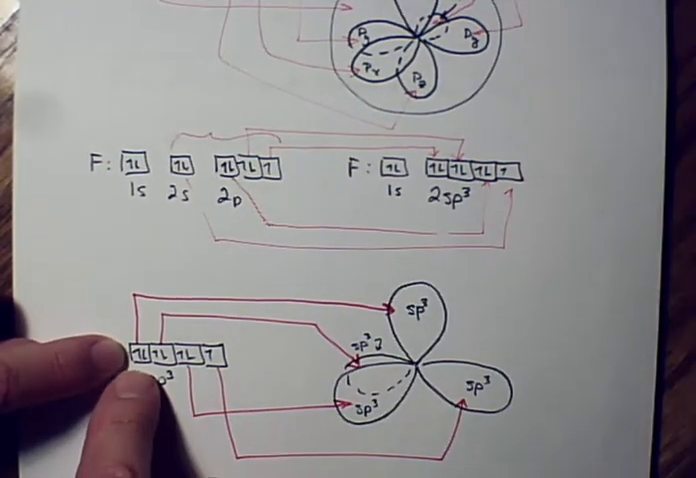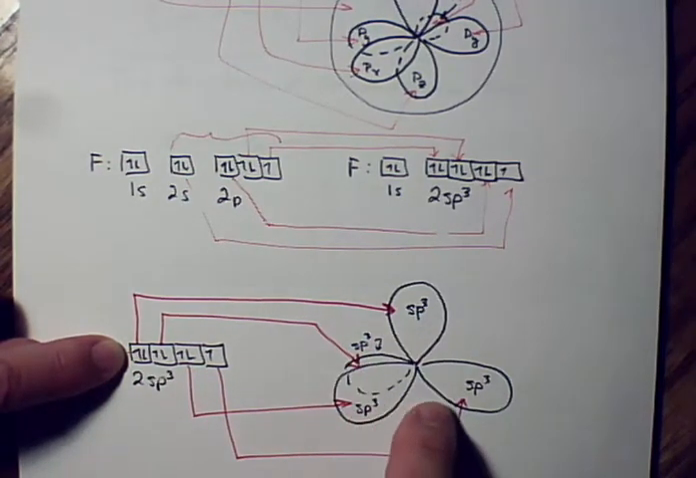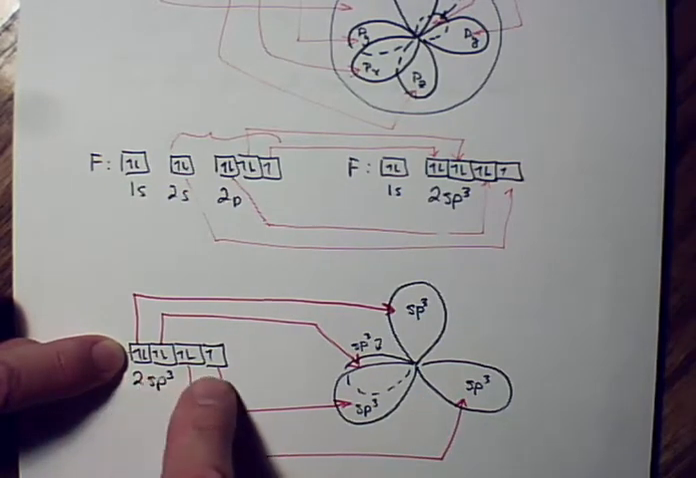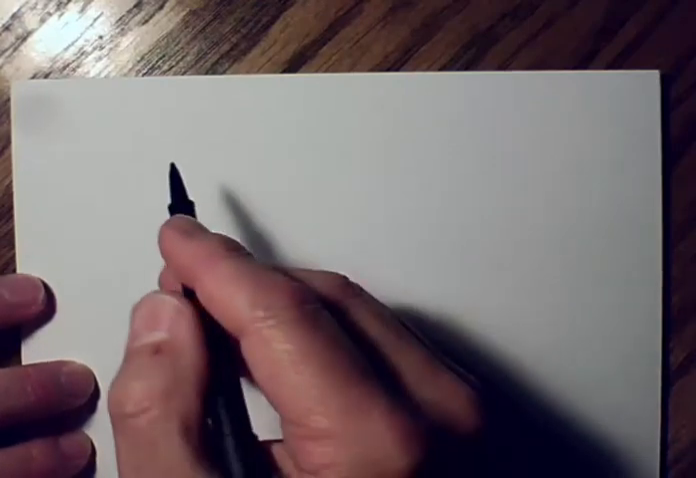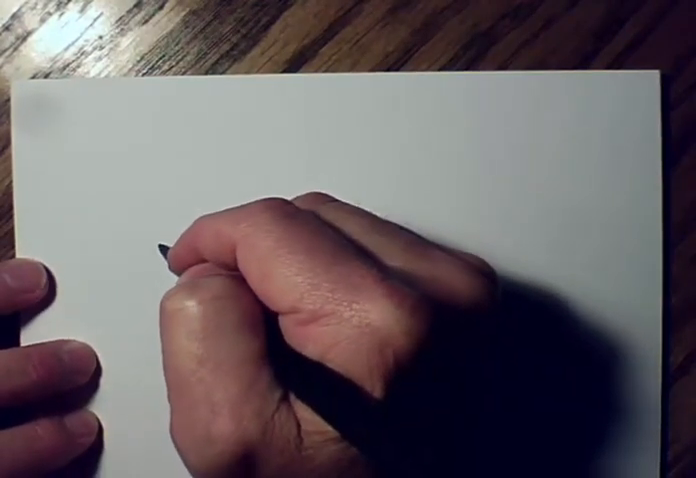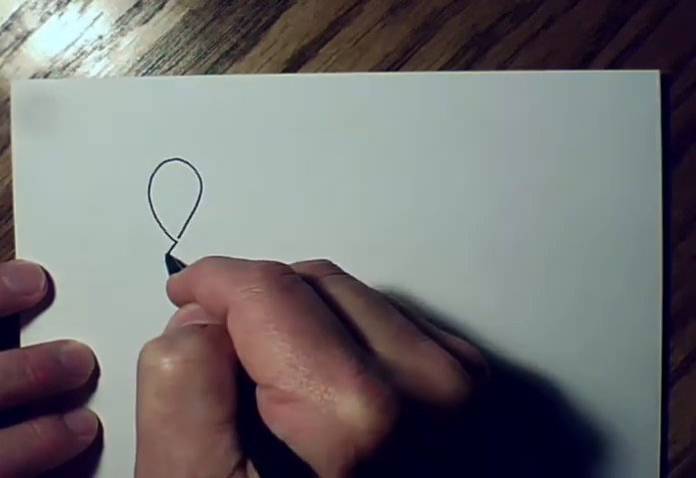As long as you have one arrow from each of these 4 boxes going to a separate balloon over here, it really doesn't matter, because they're all just sp3 hybrid orbitals. All right, so here is another drawing of our unhybridized set of orbitals.